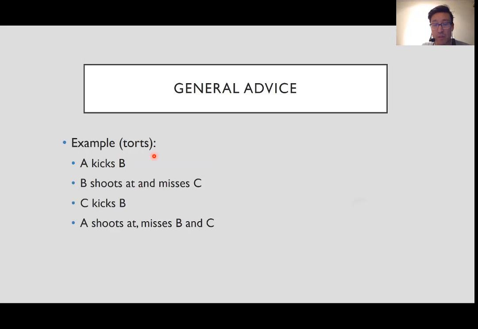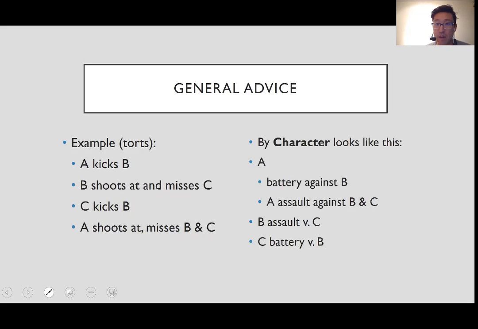So here's an example of torts. Let's say this is a whole hypo. A kicks B, B shoots at and misses C, C kicks B, and A shoots at and misses both B and C. Okay. If you do this by character or party, and people have done this, your exam will end up looking like this. I'm going to start with A, and A committed battery against B in kicking B.